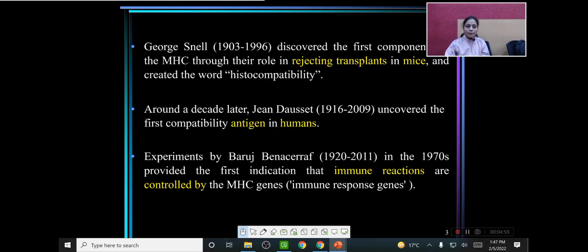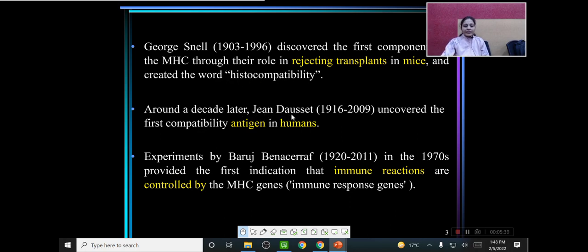Histocompatibility means there is something in the body which does not accept the same organ from the same organism. In every organism there is a histocompatibility system which, when it detects that something is not self, not their organ or their cells, then rejects it. That is what created the word histocompatibility.